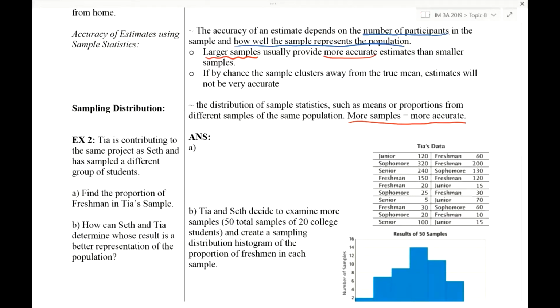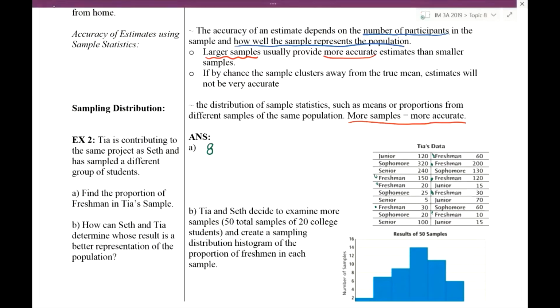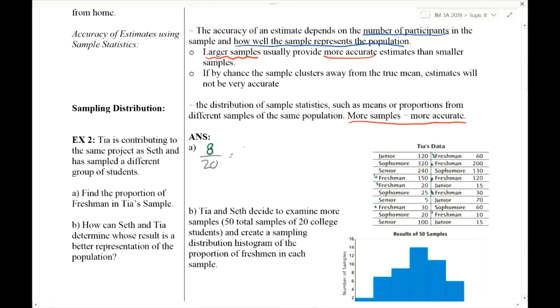So if I look at Tia's sample, which also has 20 people in it, she talked to 1, 2, 3, 4, 5, 6, 7, 8 freshmen. So she talked to 8 freshmen out of the 20 people she talked to. And so that's 2/5. So she talked to double the amount of freshmen as Seth did, which means that her statistic is 0.4 or 40%.